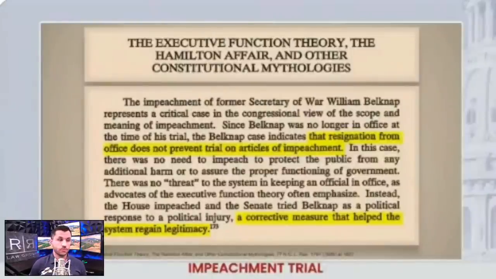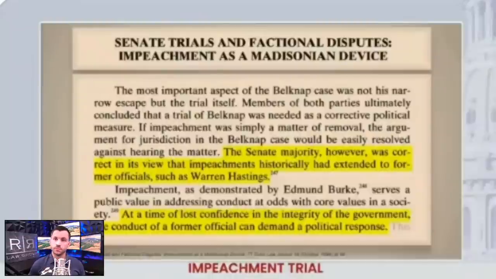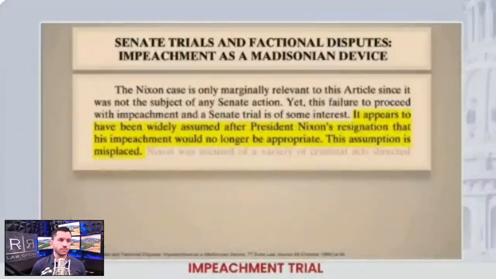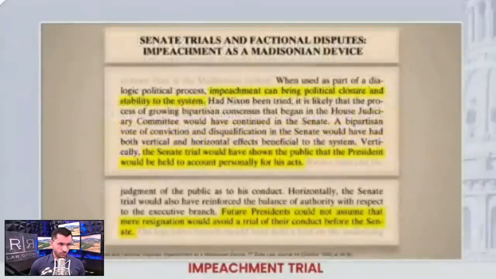Same piece. He celebrated the Belknap trial. He described it as a corrective measure that helped the system regain legitimacy. He wrote another article. He's written several on this topic. This one is actually a 146-page study, very detailed. And in that study, he said, quote, that the decision in Belknap was correct in its view that impeachment historically had extended to former officials, such as Warren Hastings, who you heard lead manager Raskin describe. In fact, as you can see, Professor Turley argued that the House could have impeached and the Senate could have tried Richard Nixon after he resigned. His quote on this, very telling, quote, future presidents could not assume that mere resignation would avoid a trial of their conduct in the United States Senate.